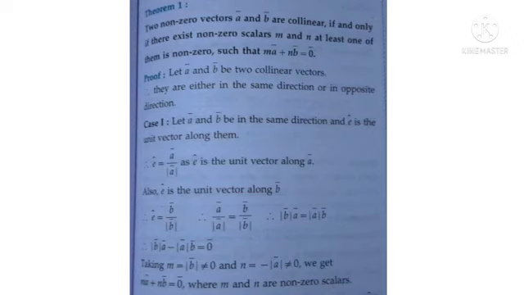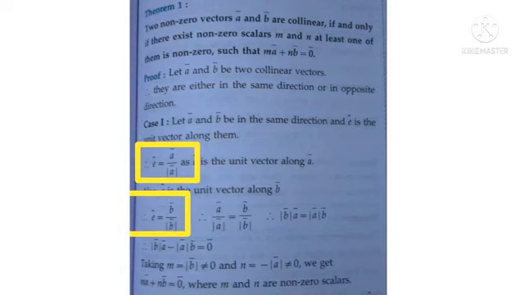Let a bar and b bar be in the same direction and e cap be the unit vector along them. Then you know by the definition of unit vector, e cap is equal to a bar upon magnitude of a bar, where e cap is the unit vector along a bar. Similarly, e cap is the unit vector along b bar, so you can write e cap is equal to b bar upon magnitude of b bar. Okay, therefore observe these two equations.